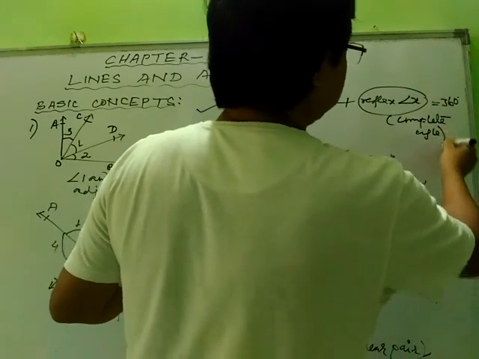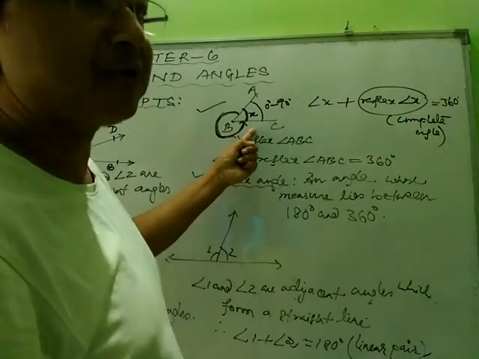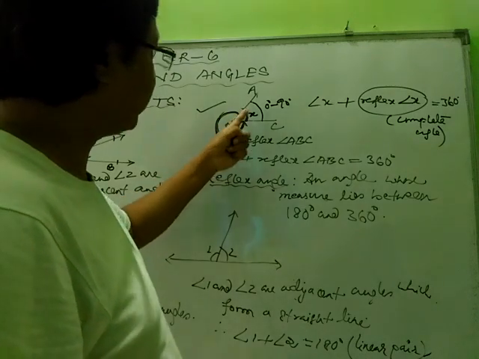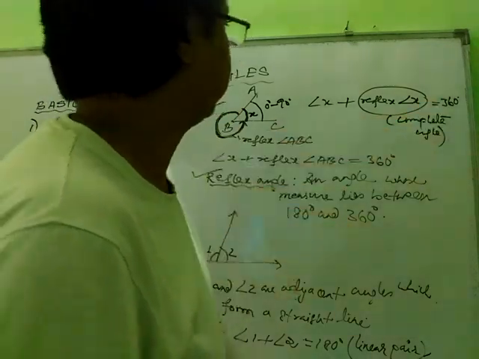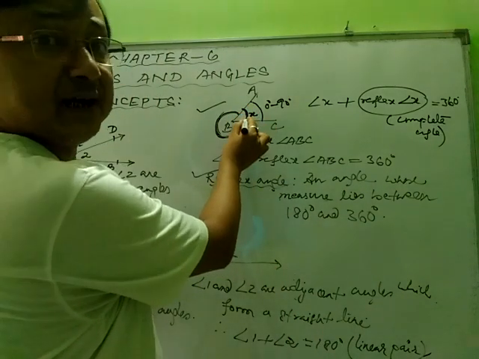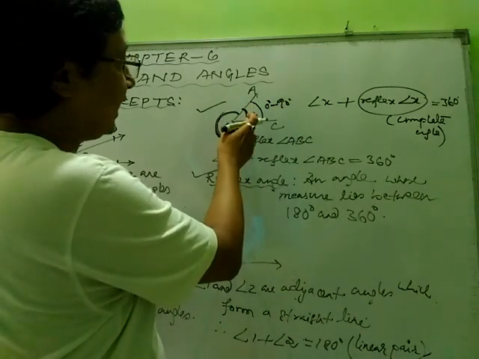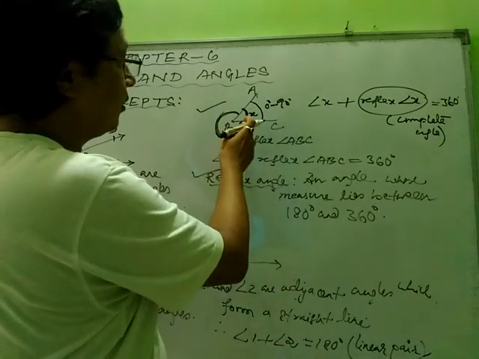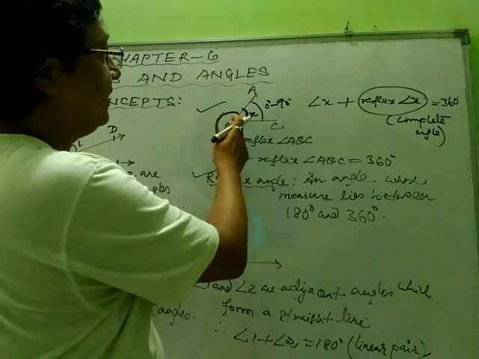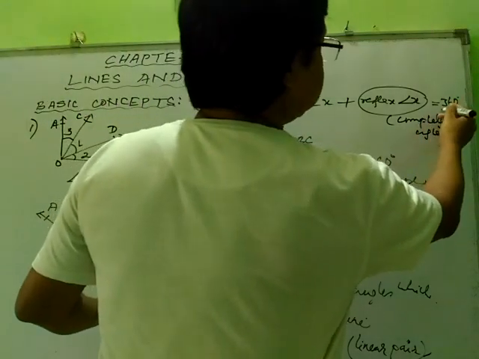Complete angle means the sum of the measures of the angles around a point. Around this point you took all the angles and you got 360 degrees. So this part is called angle X, the acute angle, which lies between 0 and 90 degrees. Leaving this angle X, this part is called reflex angle X or reflex angle ABC. So you add these two, you will get the total sum 360 degrees.